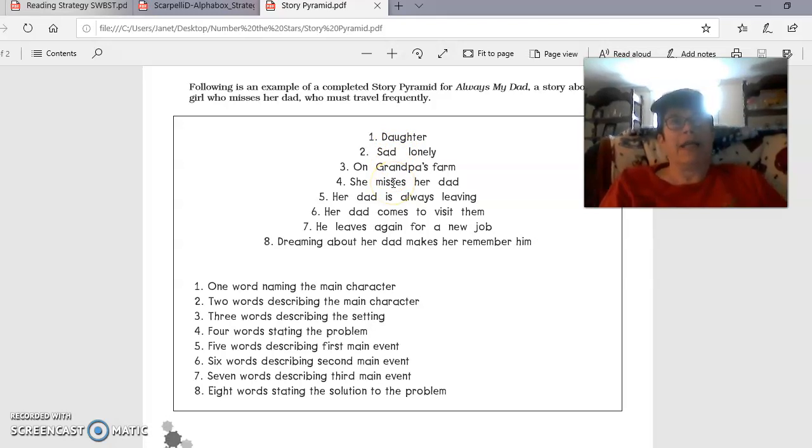What is the problem? The number 4 here, 4 words to describe the problem. At the bottom, 8 words to state the solution. But the solution has to be the solution that matches the problem. And then 5 words for an event, 6 words for an event, 7 words for an event that lead from the problem to the solution. This is much more difficult than it looks.